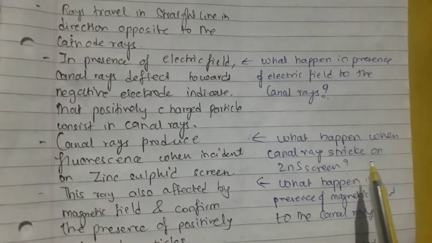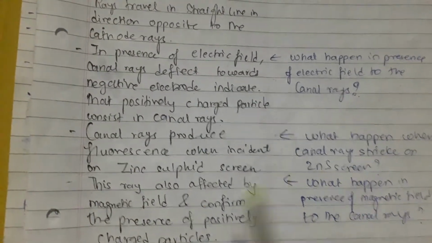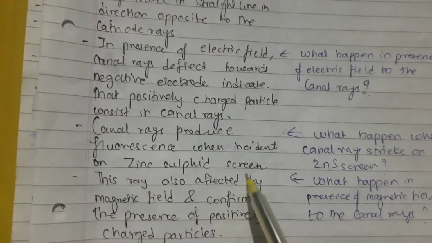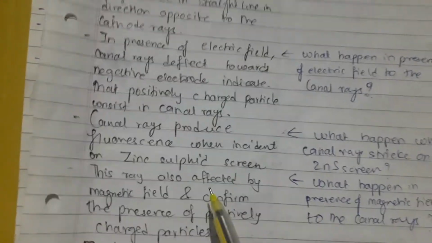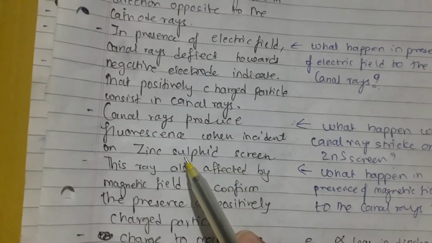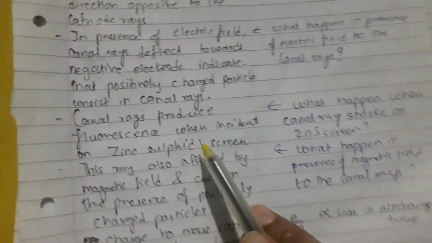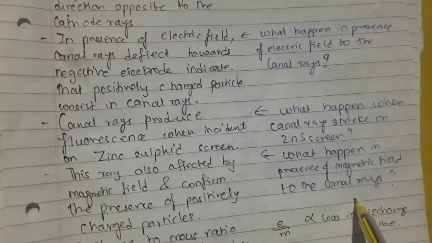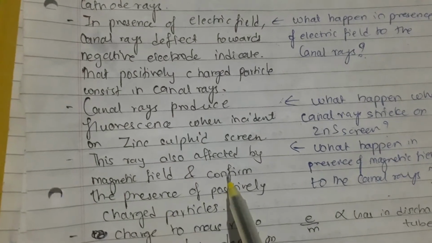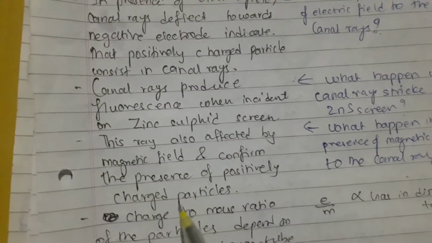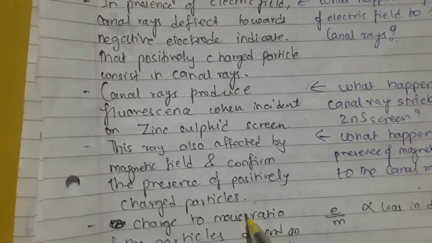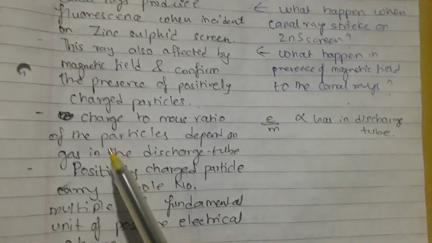What happens when canal rays strike a zinc sulfide screen? Canal rays produce fluorescence when incident on a zinc sulfide screen. If zinc sulfide screens are there, and canal rays strike the surface of the zinc sulfide screen, fluorescence is produced. What happens in the presence of a magnetic field to the canal ray? This ray is also affected by a magnetic field, confirming the presence of positively charged particles. Means in the presence of a magnetic field also, it is proved that positive charge is present in anode rays.